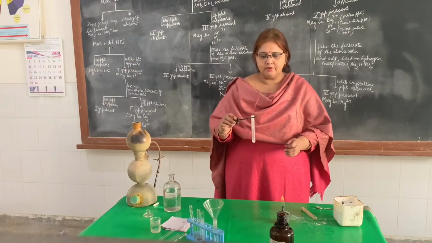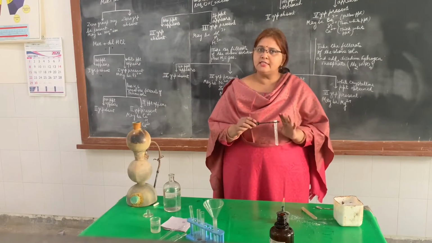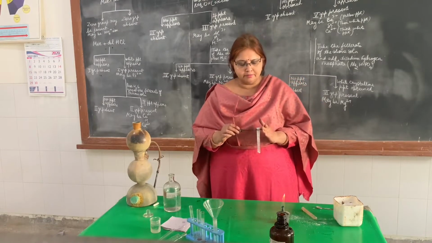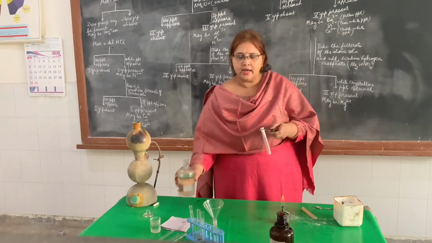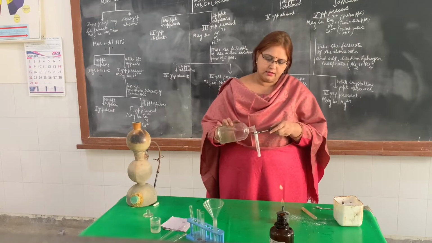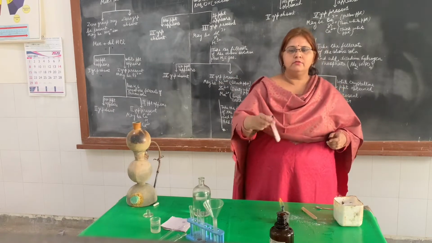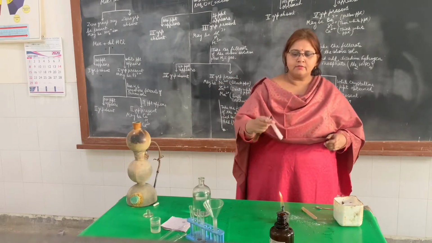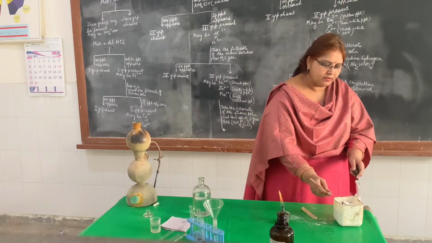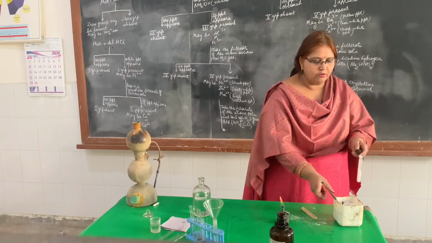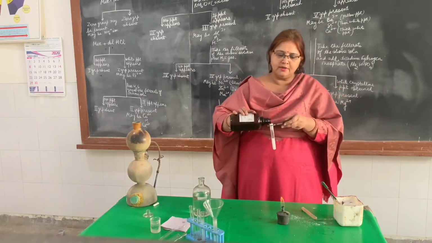Now in continuation, we will do the test for zinc. Again, we will take the zinc ion in a test tube and then add dilute HCl. Dissolve to make it a clear solution. Then add ammonium chloride and ammonium hydroxide. Both have to be added in excess.